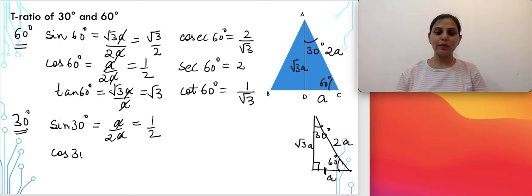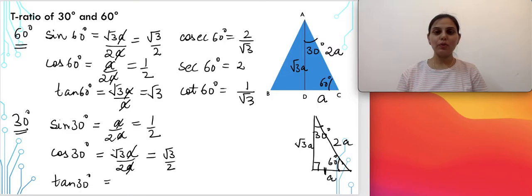Cos 30 degree will be equal to base upon hypotenuse, that means root 3A upon 2A. A and A will get cancelled, which is equal to root 3 by 2. And similarly, tan 30 will be equal to the ratio of perpendicular and base, which in this case is A upon root 3A. A and A get cancelled, so this will be 1 upon root 3.